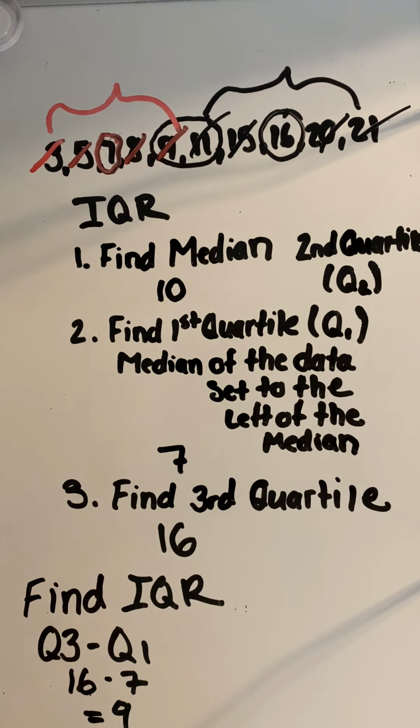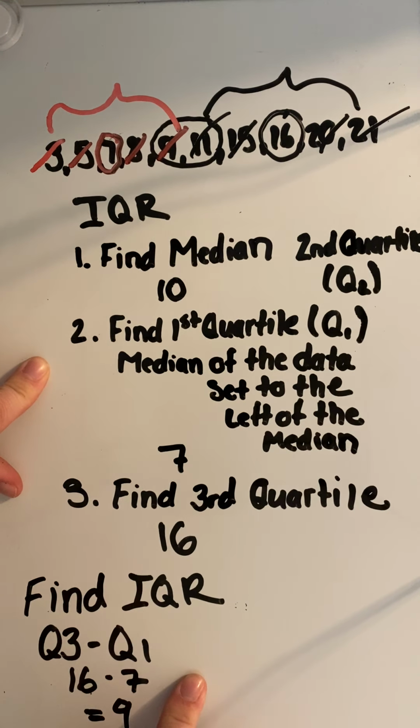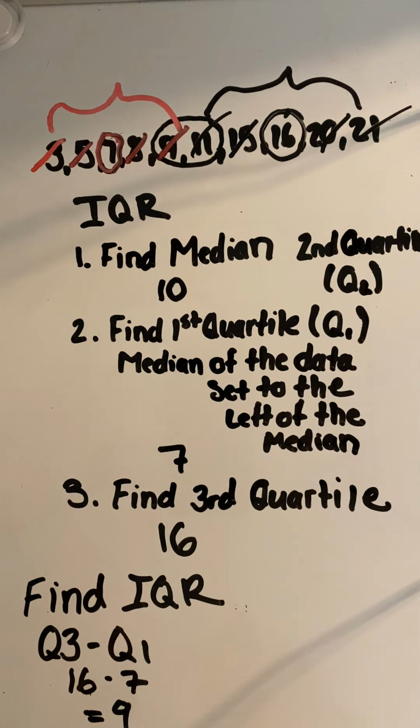Okay, so in this video we talked about interquartile range, or IQR. You first need to find the median. That allows you to find your first and third quartile, and the interquartile range is your third quartile minus your first. These three things right here will be important when creating box and whisker plots.